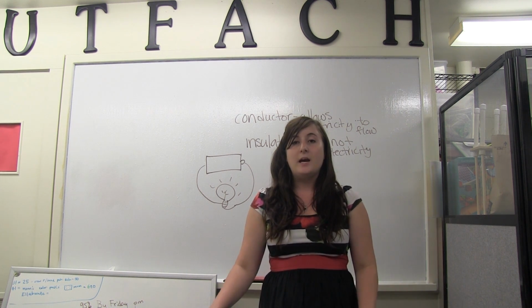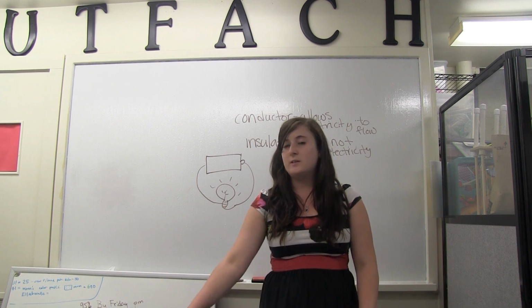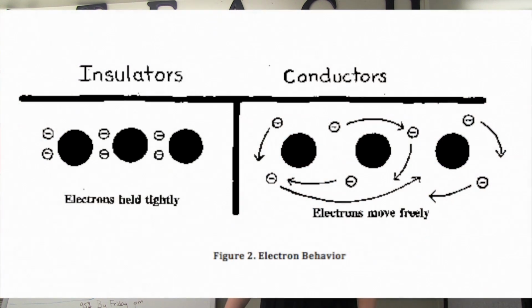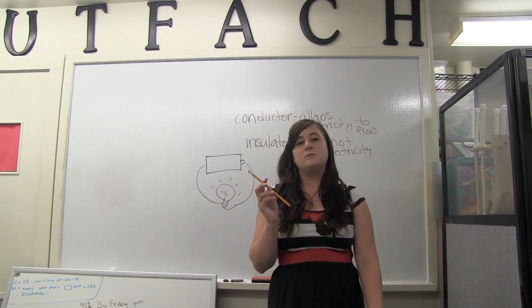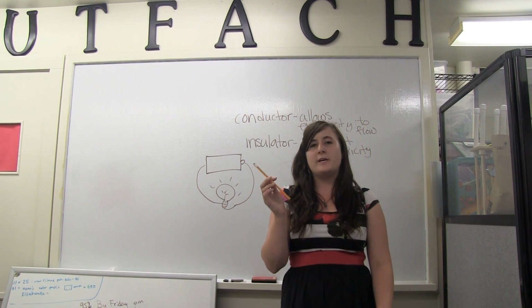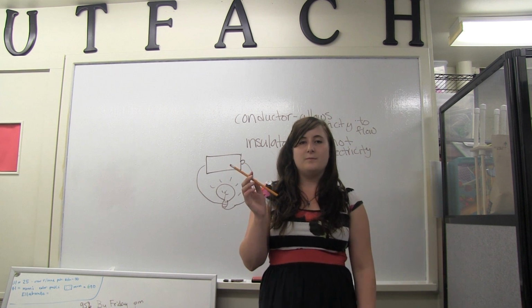So let's look back at the diagram of insulators and conductors on the particle level, and you'll notice that the insulators do not allow the negatively charged particles to flow around freely, and that's why electricity cannot flow through insulators. So now let's talk about the pencil. Is it a conductor or an insulator? It's a conductor and an insulator.